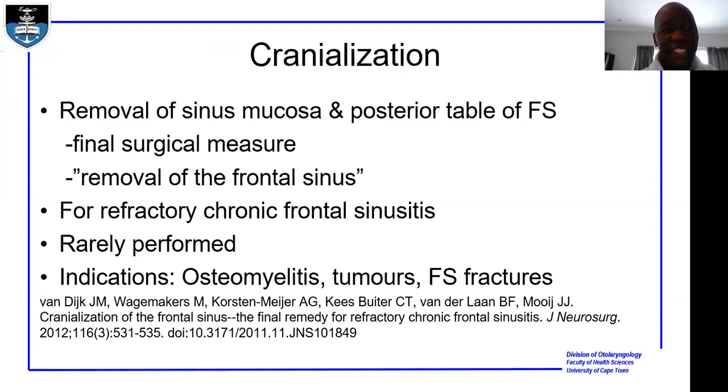Finally, cranialization involves removal of the sinus mucosa and posterior table of the frontal sinus, and it is the final surgical measure. It is basically removal of the frontal sinus and is used for refractory chronic frontal sinusitis. It is rarely performed and its indications are osteomyelitis, tumors, and frontal sinus fractures.